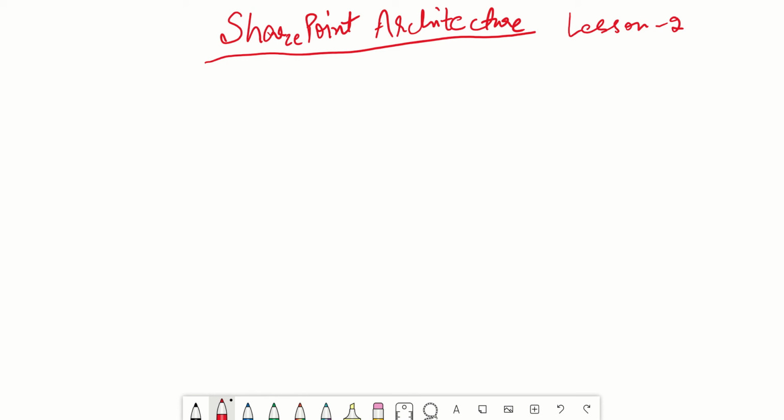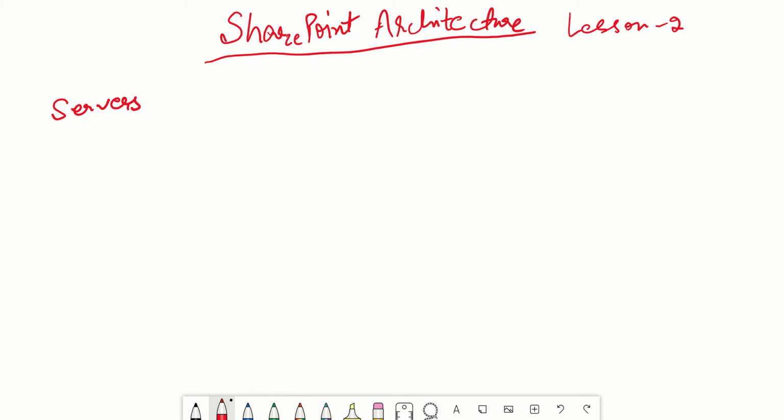So we are going to talk about SharePoint architecture. Now, when we say we want to talk about architecture, what exactly comes into your mind? Definitely we talk about servers. Spelling mistake, I'll just write it down again. So we are talking about servers. Now, what type of servers are we talking about?